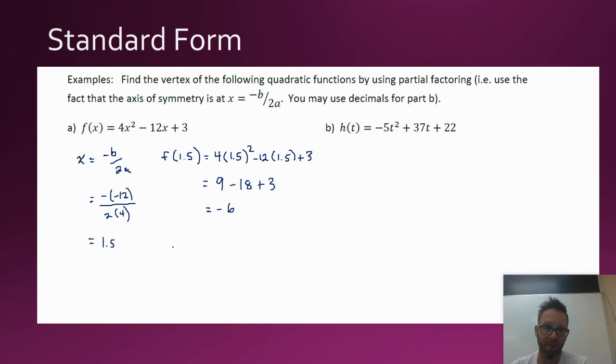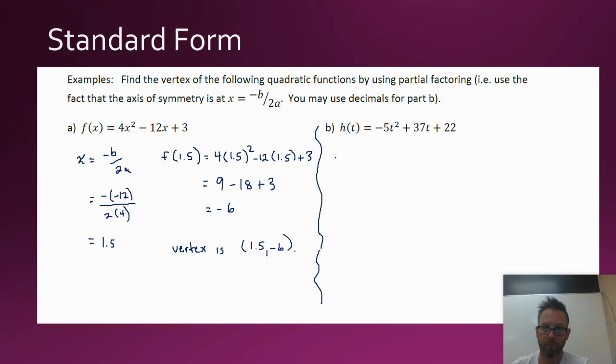So guys, we found the vertex. Vertex is 1.5, minus 6. And to me, that's not too bad. Little plug and play formula for the axis of symmetry, and then use the function to find the y value. So maybe you want to try the next one on your own using this method.